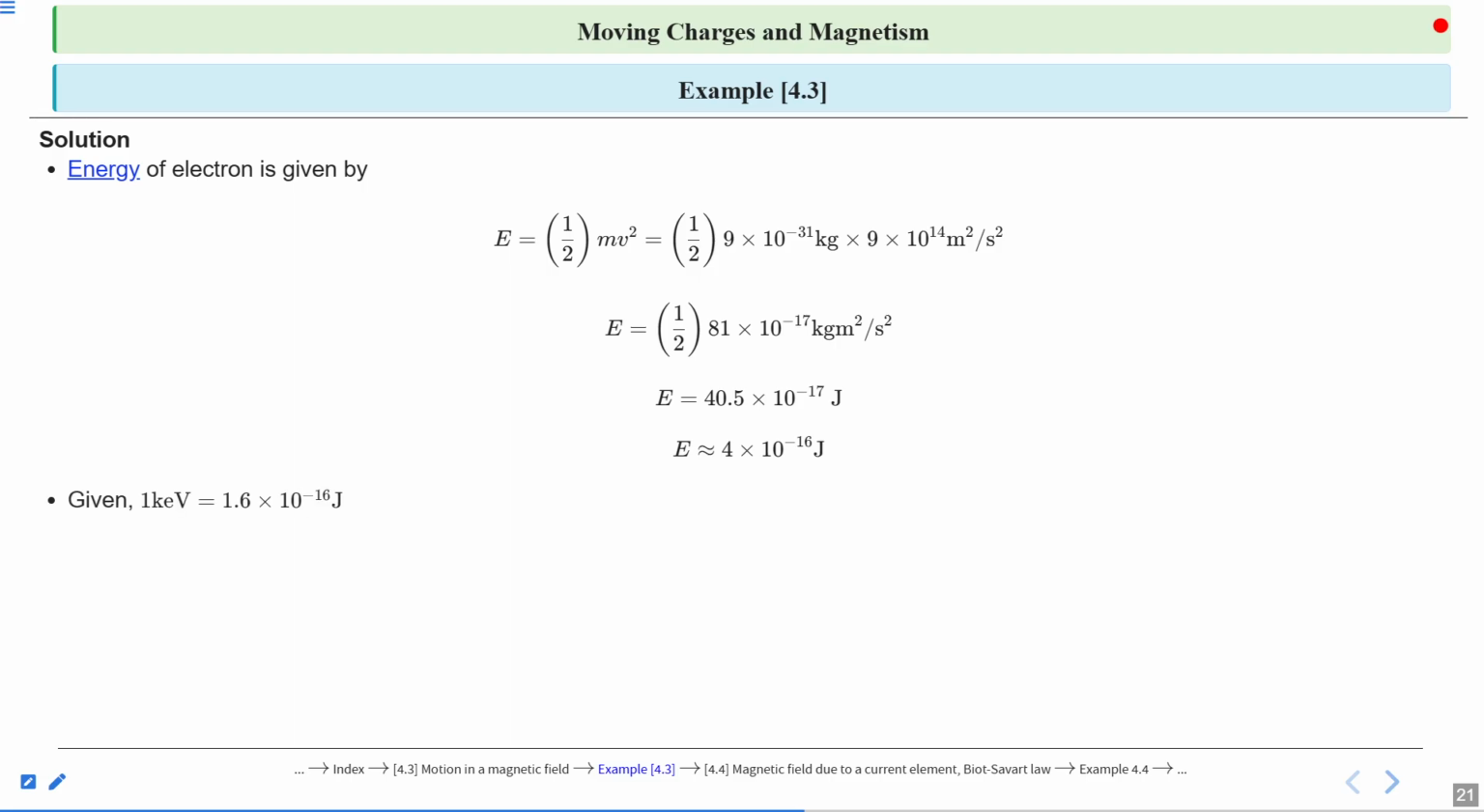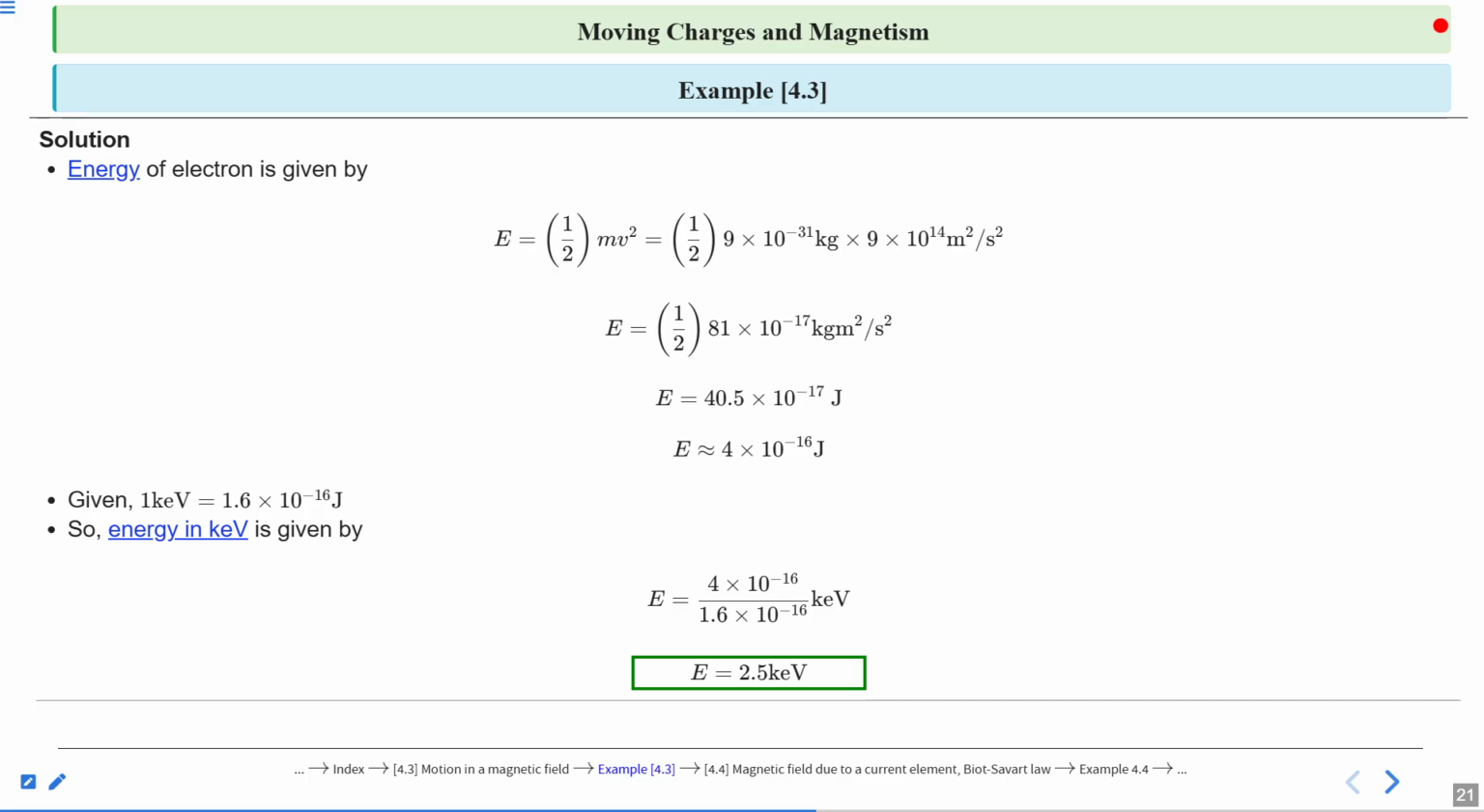Now 1 kilo electron volt is equal to 1.6 into 10 to the power minus 16 joule, as I mentioned when I started the question. So energy in kilo electron volt is given by E equal to 4 into 10 to the power minus 16 joule upon 1.6 into 10 to the power minus 16. So it will result in kilo electron volt. Energy in kilo electron volt is 2.5 keV. Got it?